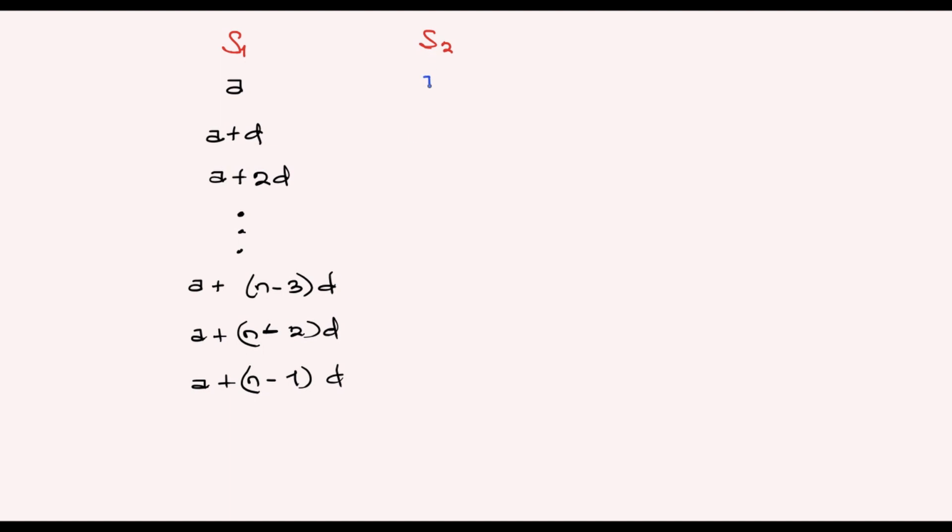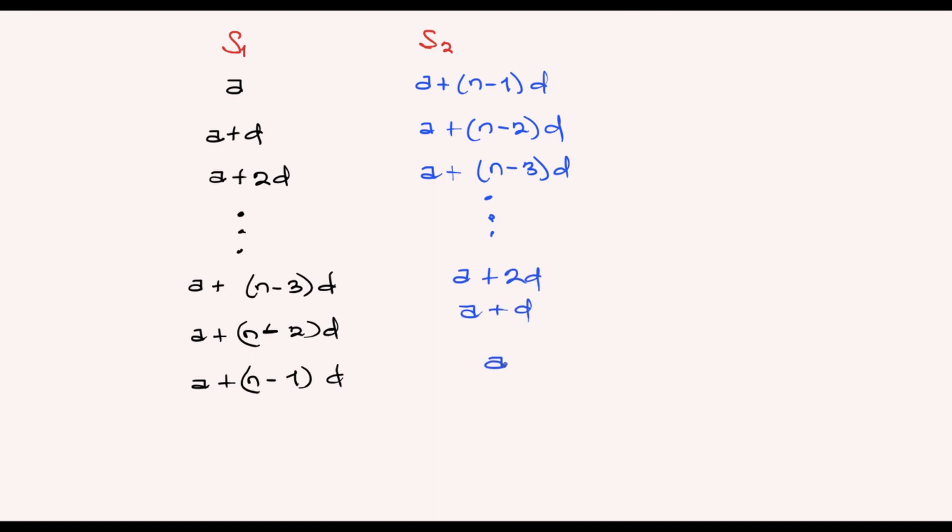So the first term here is going to be a plus (n minus 1)d, a plus (n minus 2)d, a plus (n minus 3)d. And the last three terms are going to be a plus 2d, a plus d, and a. Now let's do what we did before, which is adding these two sequences together.